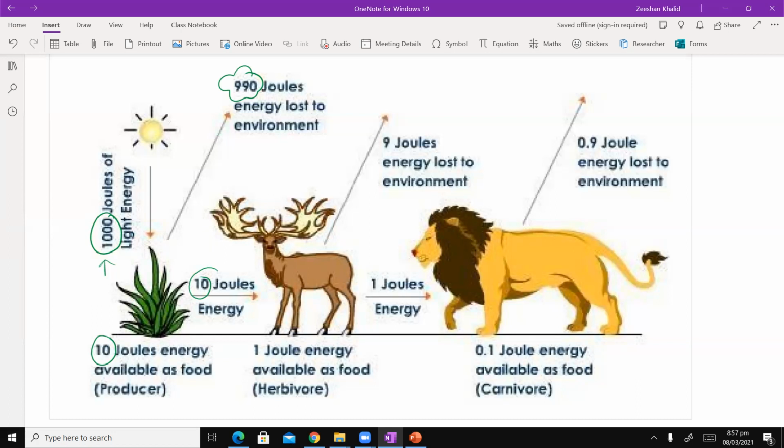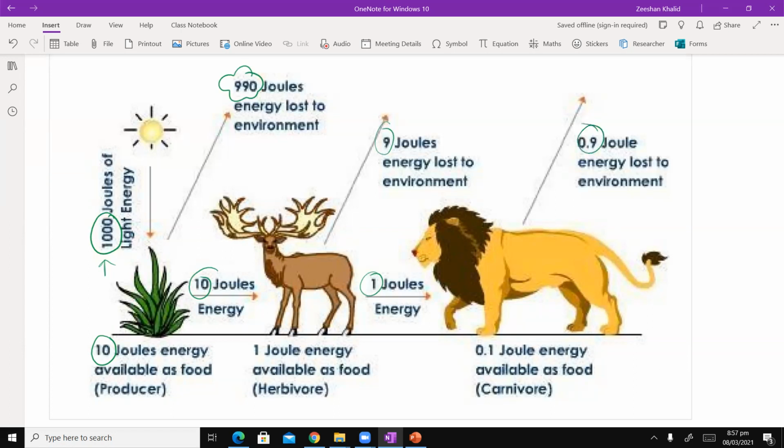Okay, so look at the deer. How much energy is passing on from the deer to the lion, kids? Tell me, look and tell me. 1 joule. The remaining 9 joules, which makes 90%, is lost to the environment.